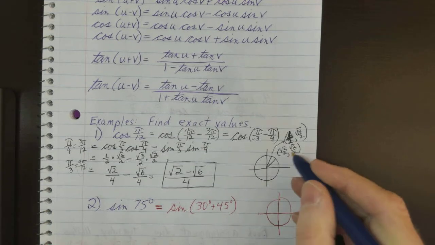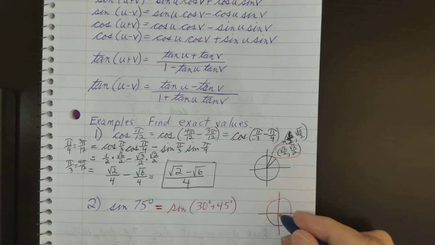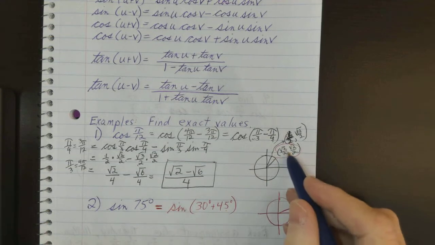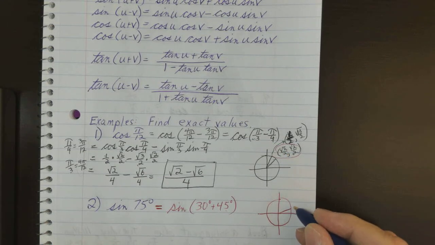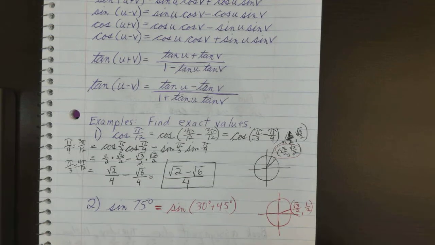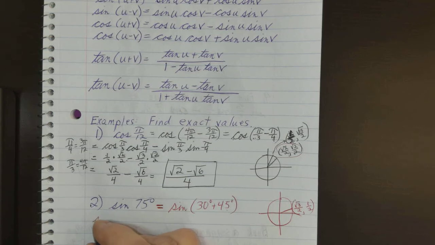Now I already have the pi over 4, which is the same as 45 degrees. So I already got that one over there, so I'm not going to redraw that part. The cosine here is the square root of 3 over 2 of 30 degrees, and the sine is 1/2. So let's write out this identity.